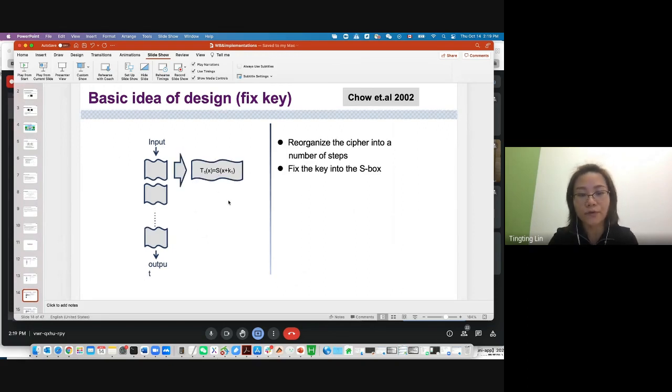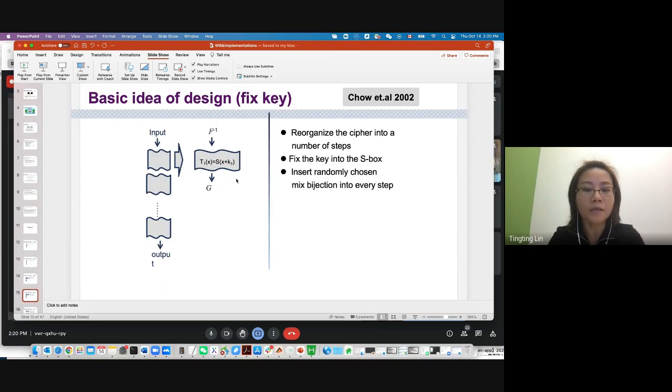And then a very important step is to fix the key, the secret key, and insert it into the S-box. Why is the popular way to fix the key and embed it into the S-box? Because the S-box is the only nonlinear part in the block cipher. So you can choose to insert the key in another step, but normally the safe way is to embed it into the S-box, like this step.